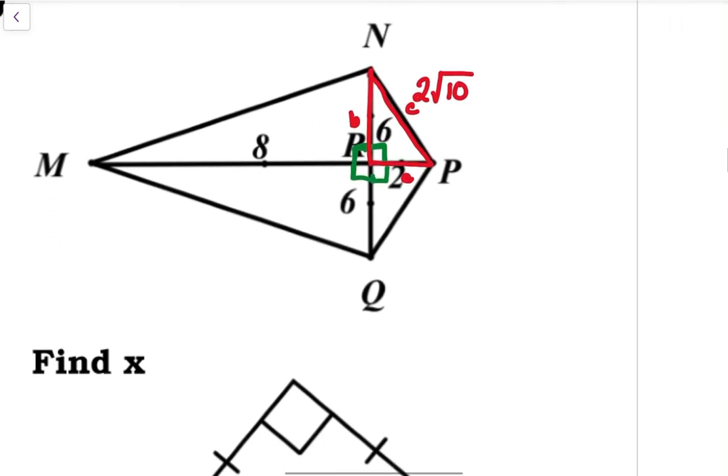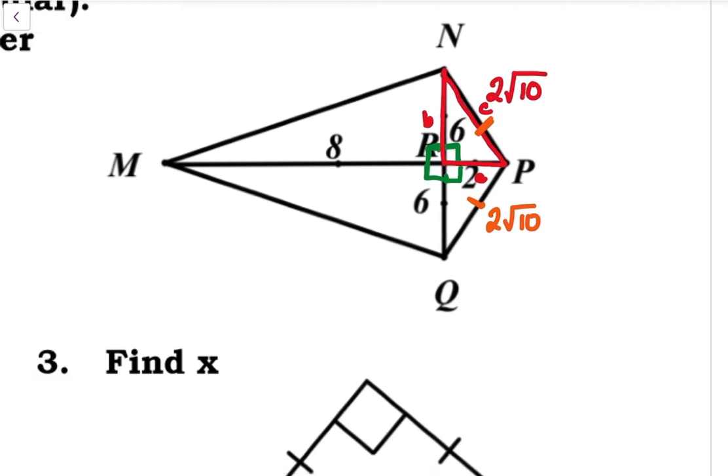Now, on a kite, it has 2 pairs of consecutive sides that are the same. So this side and this side are going to be the same. I can tell that they're going to be the same because they look the same. So this one's going to be 2 square root 10 also. Now let's focus on this other right triangle, this one.